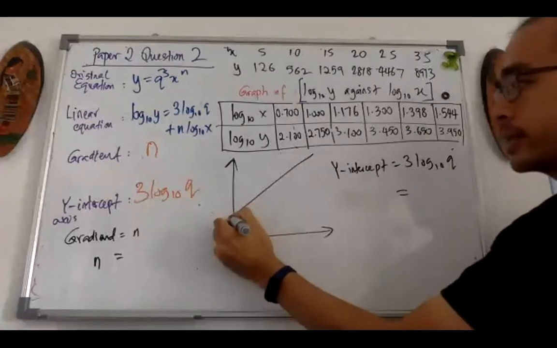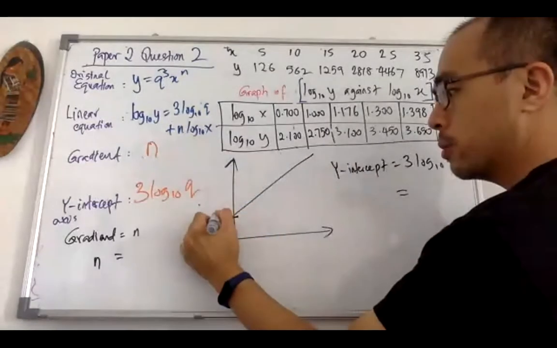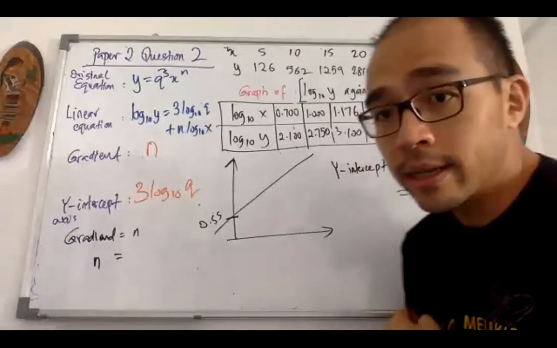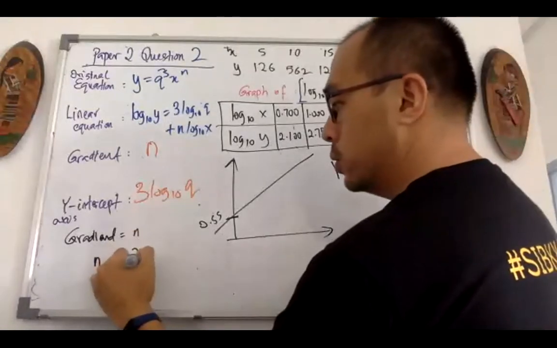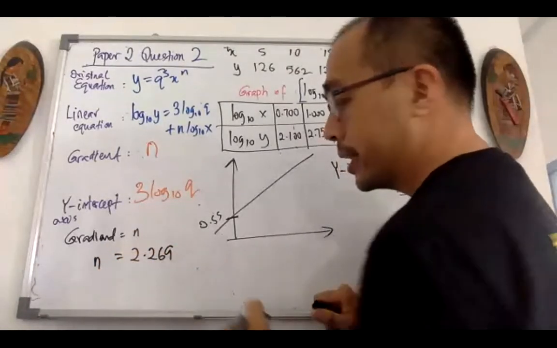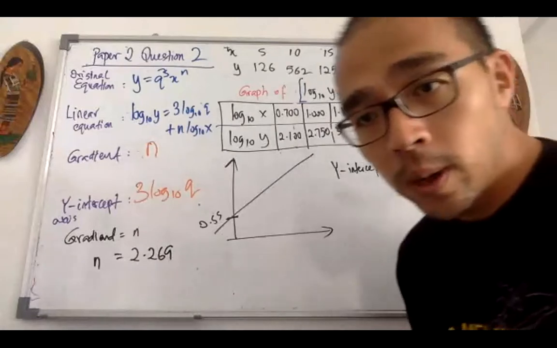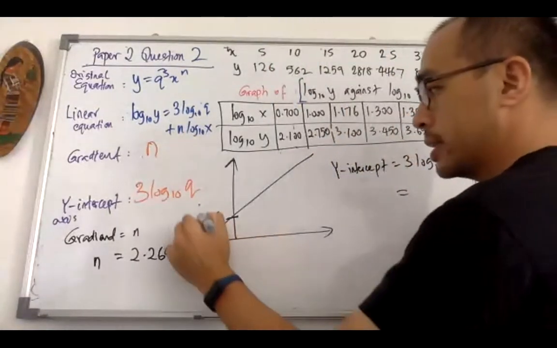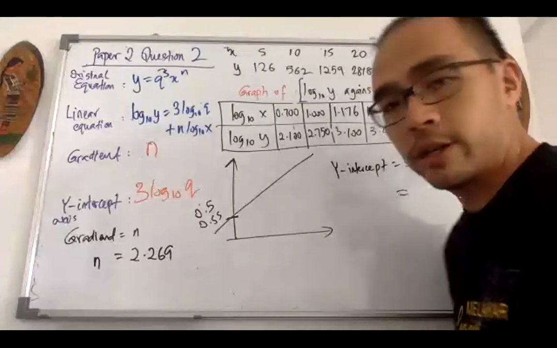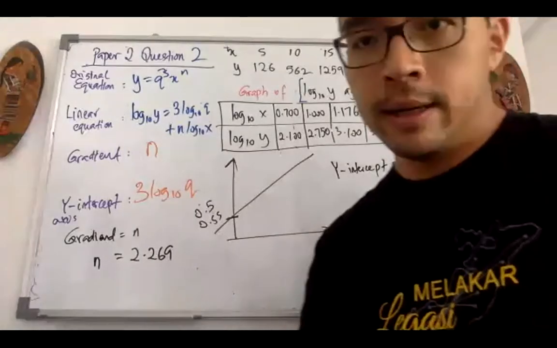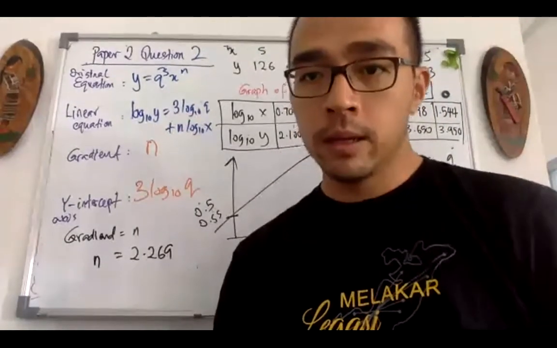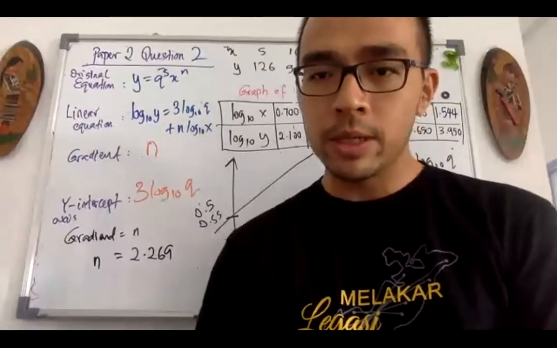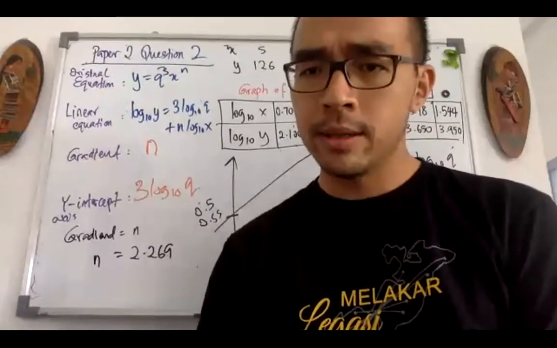So what is our y-intercept over here? Tong said he got 0.55. How about the rest of you? 2.269 for gradient. 2.269 for gradient. How about the rest? Y-intercept 0.5. Okay, some people get 0.5, some people get 0.55. 0.51. Is it possible to get 0.51?